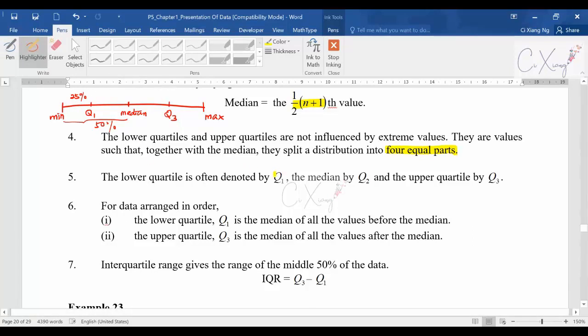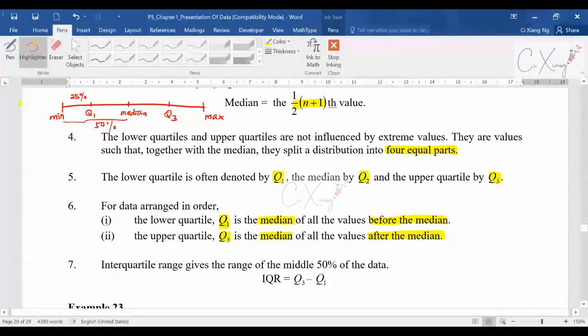So that's why they separate the data into 4 equal parts. The lower quartile usually we label as Q1, then Q2 is the median, and Q3 will be the upper quartile. So how to find Q1 and also Q3? Again, there's no specific formula for you to refer to here. They just tell you the idea or the concept. Q1 is the median of the values before the median. Q3 is the median of the values after the median.